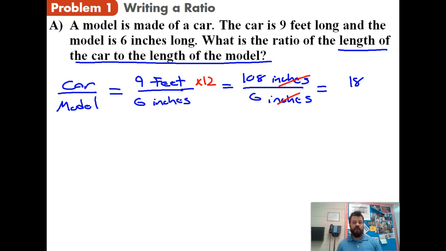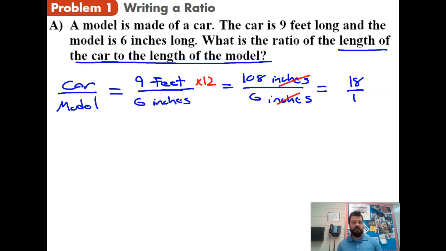Okay, so we could say the ratio of the length of my car to the length of my model is 18, or we could say 18 to 1. In other words, the actual car is 18 times the size of the scale model. All right, so that's how you take two quantities and write a ratio.